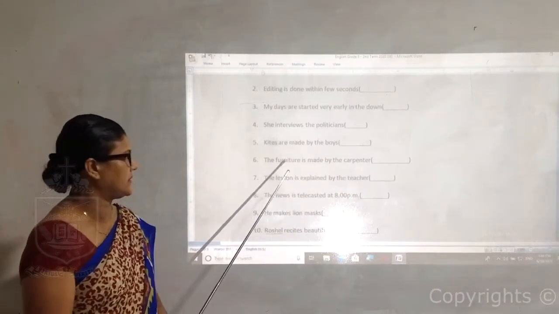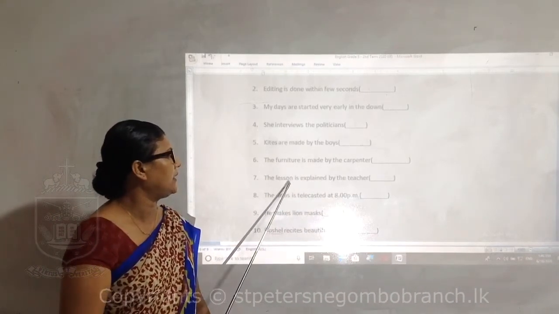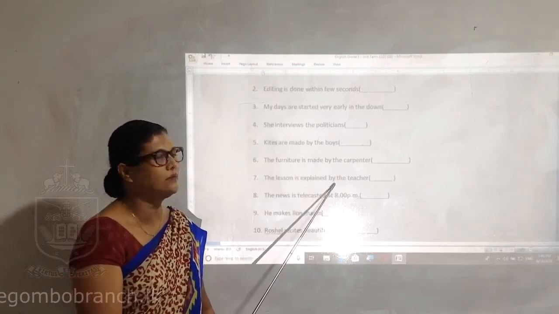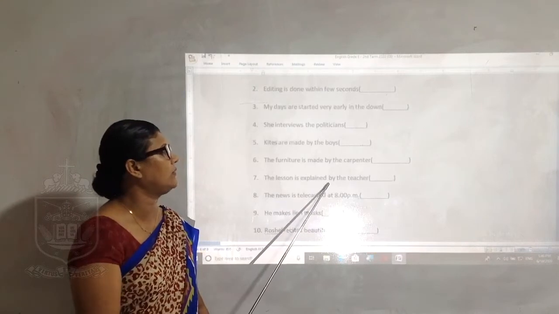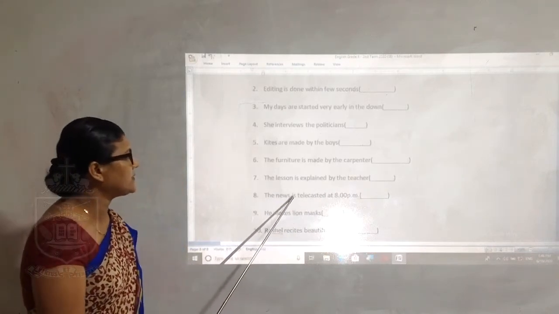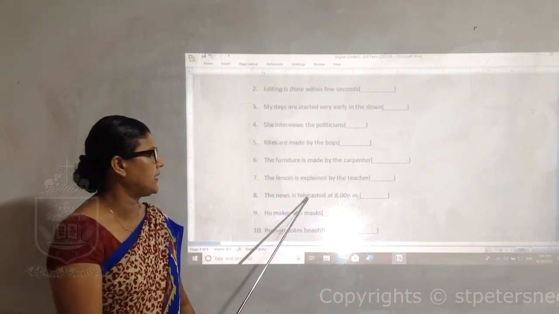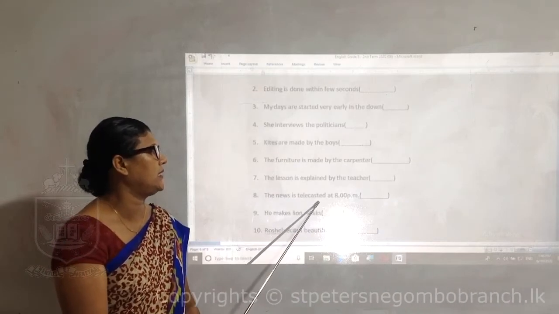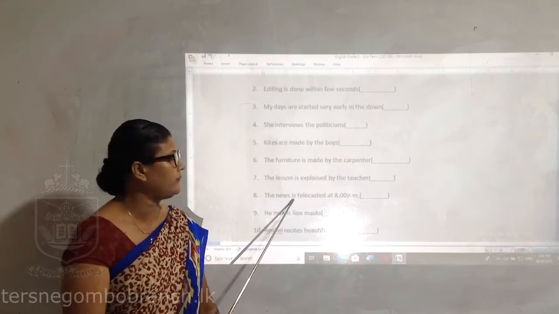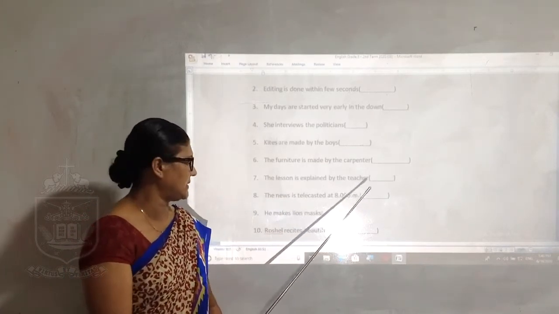These are the characteristics. The lesson is explained by the teacher. Here we can easily identify "is" and "explained" and also the word "by". So this is also a passive voice sentence. The news is telecasted at 8 p.m. "Is telecasted": this is the past participle form and the auxiliary helping be verb. The news is telecasted. This is a passive voice sentence.